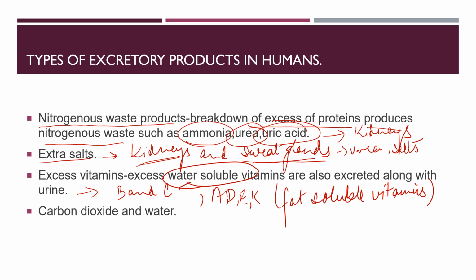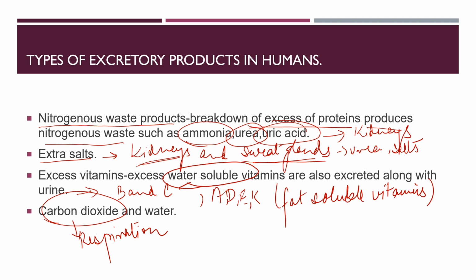Now next comes carbon dioxide and water. Carbon dioxide is produced as a result of respiration in the cells. We all know that. So excess of carbon dioxide is removed by the lungs through the nose. And excess of water is excreted through the kidneys as urine and also excreted through the sweat glands in your skin.